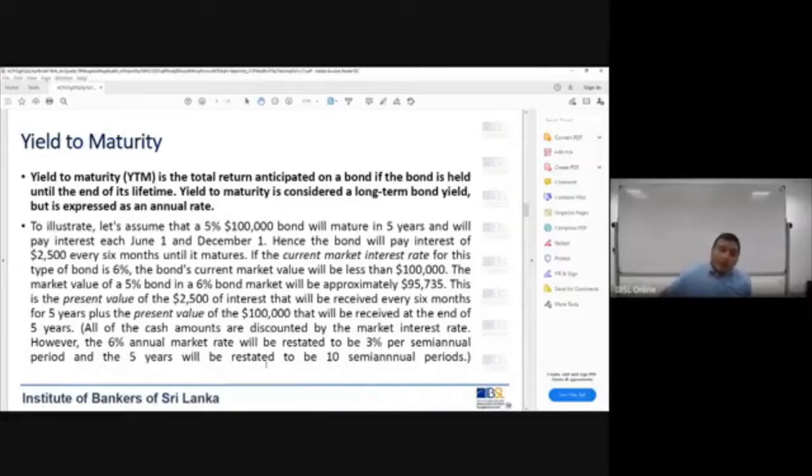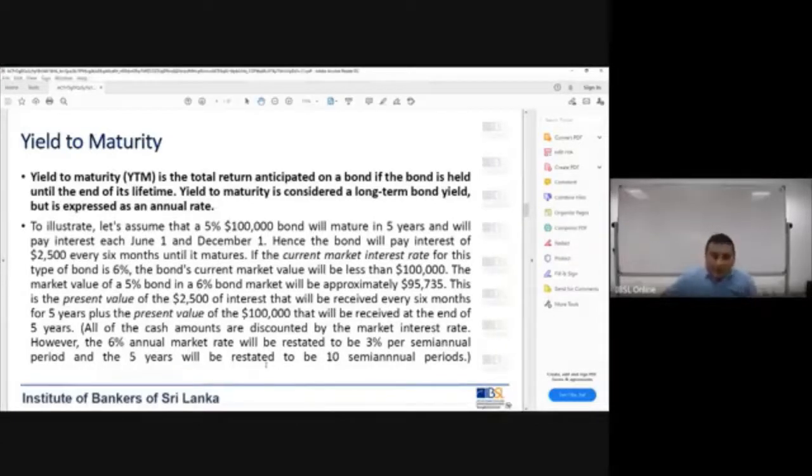So if the bond is paying interest at semi-annual intervals, it's half that you get at one interval and the balance half in the second interval. Okay. If you look at 100,000 into 5%, it is $5,000.